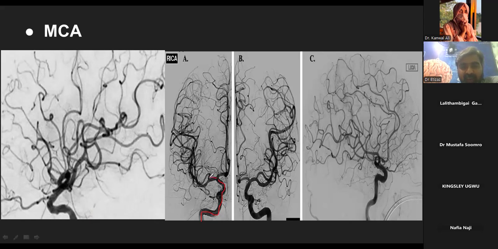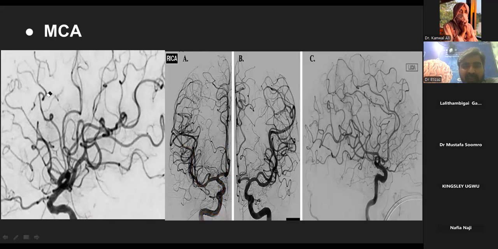This is the MCA whole. MCA has 4 segments. On AP view, this is the AP view of this one. We can see that on this side, the medial side, this is the anterior cerebral artery. This is ACOM. Then it is the anterior cerebral artery A2 segment. MCA has 4 segments, and these are clearly visualized here and appreciated.